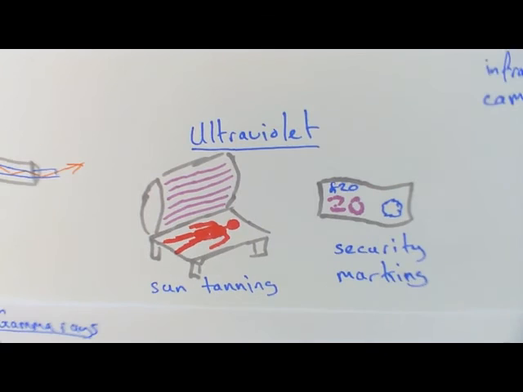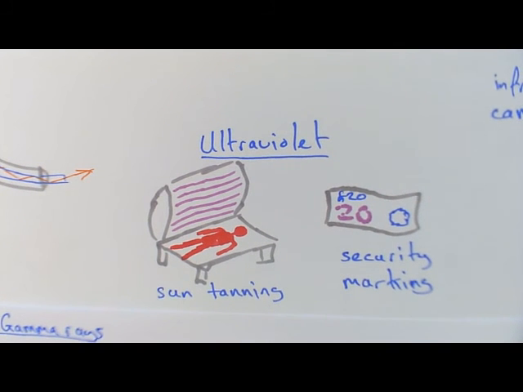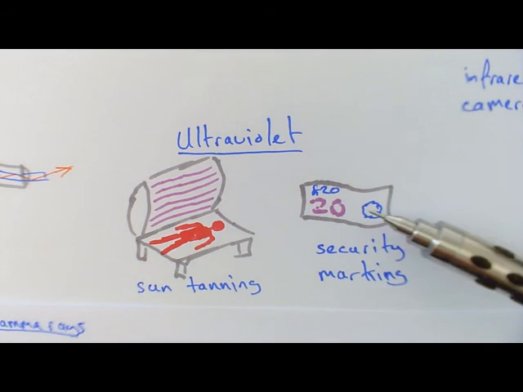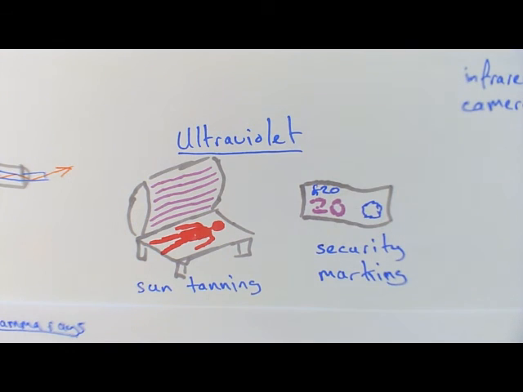Ultraviolet. The uses to mention are sun tanning. So sun tanning shops rely on ultraviolet radiation to tan people who choose to use those tanning machines. We're going to talk a bit about the dangers of ultraviolet radiation in a minute. And the other thing that it's used for is security marking. So what I've tried to show here is a £20 note with another 20 written on it in a sort of purple which would only be seen under a UV lamp, an ultraviolet lamp.